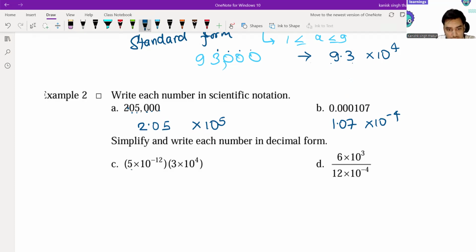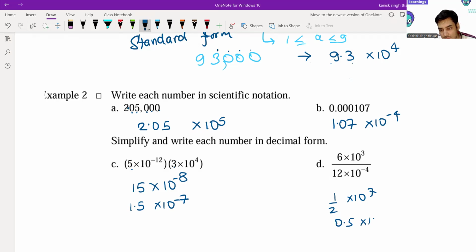Okay. Now 5, 3, and then 5 times 10 to the power minus 12, 3 times 10 to the power 4. So 5 times 3, 15 times 10 to the power minus 8, right? So I have to keep the number between 1 and 9. So what I'll do? 1.5 times 10 to the power minus 7. I hope you must have got it. This is again half times 10 to the power 7, which means 0.5 times 10 to the power 7. So this I can write as 5 times 10 to the power 6. I hope you must have got this, right? So these are the laws of exponents.